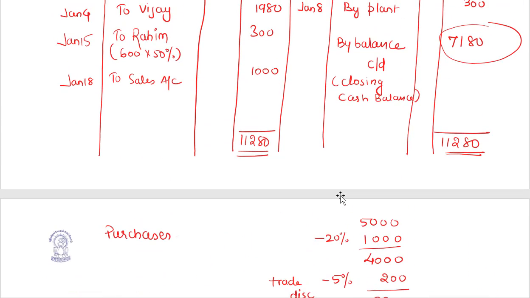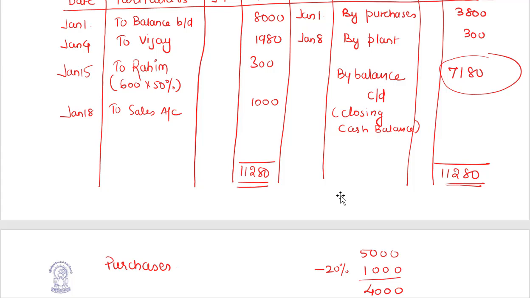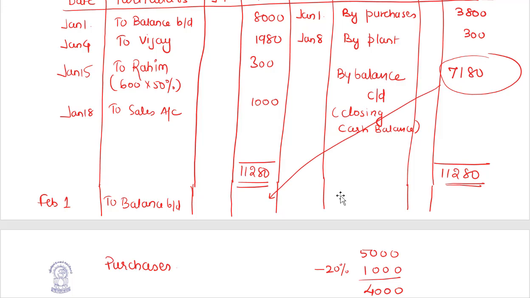Same in the cash account, a similar action will happen. Dated February 1, we'll be writing to balance brought down. We will be transferring the amount from the credit side to the debit side, that is 7,180. I hope it is clear.